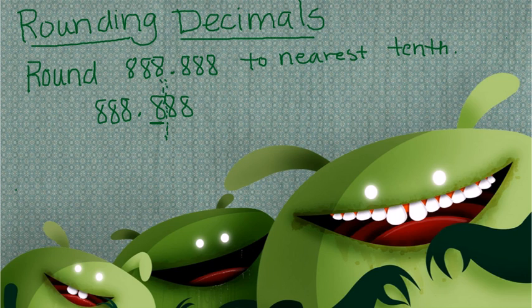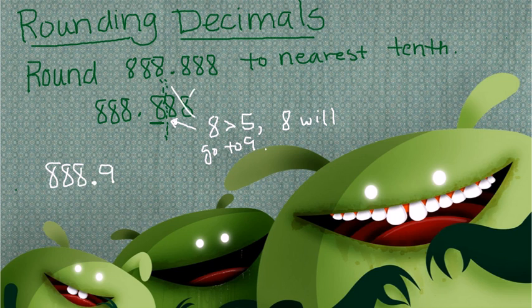So we're going to look at the 8 that's right after the one we underlined. And we know that 8 is greater than 5, therefore the 8 will go to 9. So now we have 888.9. And the numbers after, Fruit Ninja. Wah! Alright, hopefully you can do this on your own.